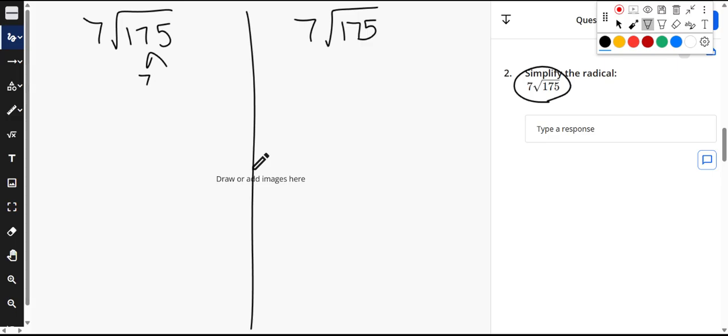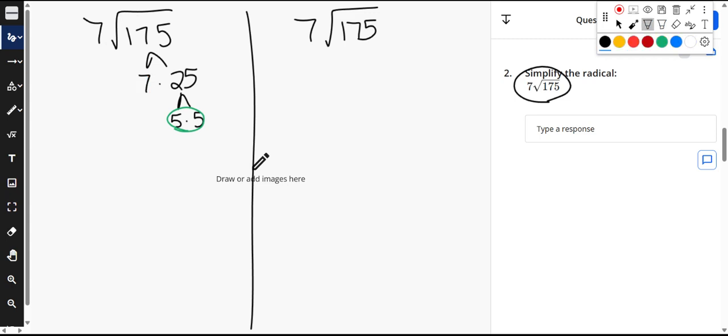175 is the same as 7 times 25. 7 is prime, so we can't break that down, but 25 breaks down into 5 times 5. 5 is prime, so we can't break that down either. That's a pair, and that's a single. So remember, the rule is that pairs come out, singles stay in. Why do pairs come out? Because the square root of 25 is 5. So remember, that's what we're doing. We're taking a square root, so we just need to take one of those pairs out.